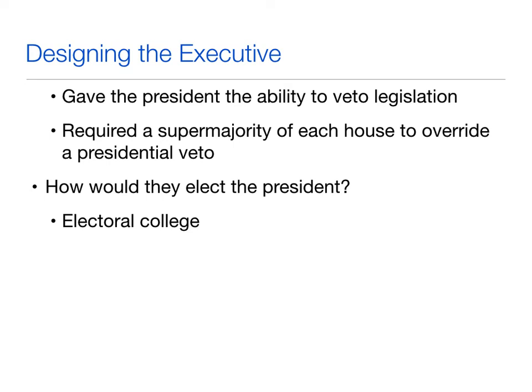And as a new country who had just gone through a revolution and then a terrible first round of a government as a nation with the Articles of Confederation, they just didn't want one person becoming president and then getting too much power and usurping Congress and running roughshod and becoming a dictatorship.